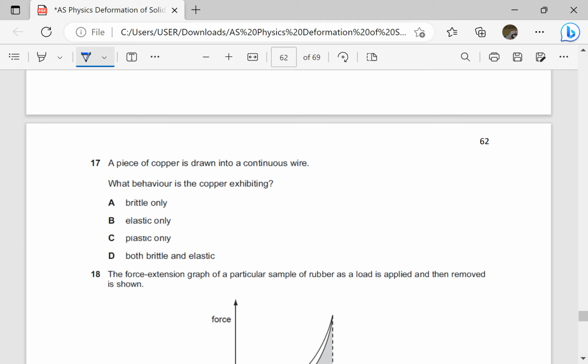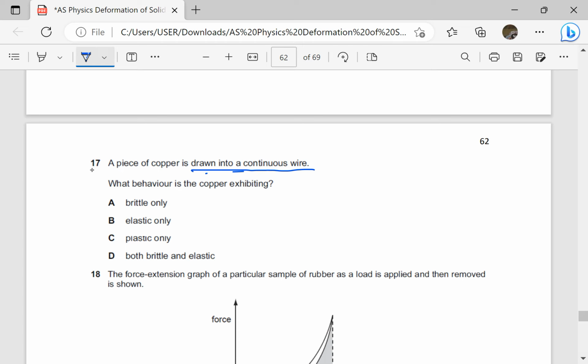A piece of copper is drawn into a continuous wire. What behavior is the copper exhibiting? Remember I said this is behavior of materials, which is out of the syllabus, but still we can answer this. A piece of copper is drawn into a continuous wire. It means it has undergone elastic and plastic deformation.